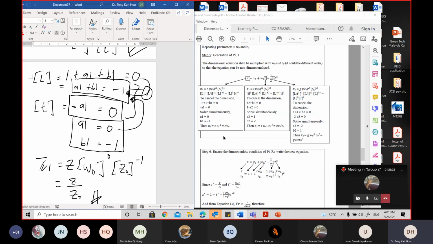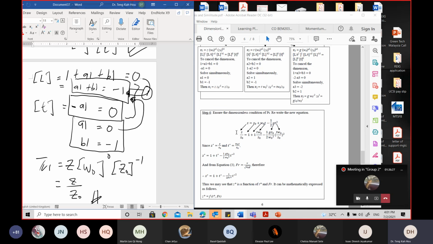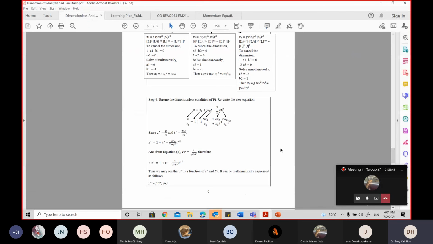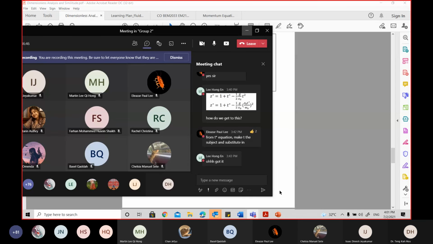Once you reach that, last step is you put all this equation into one place and you solve the dimensionless equations. So is that all right, the ideas? Is okay, class?